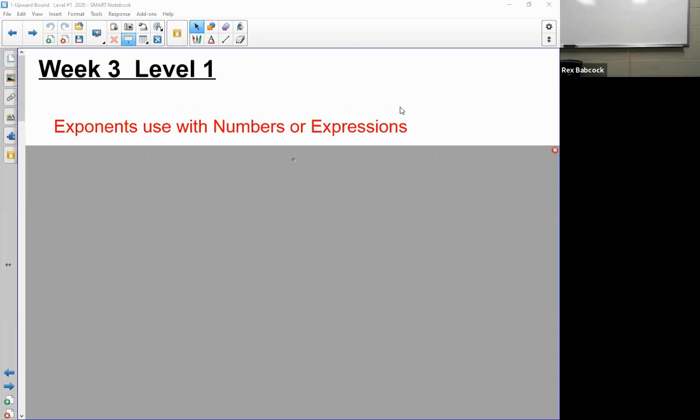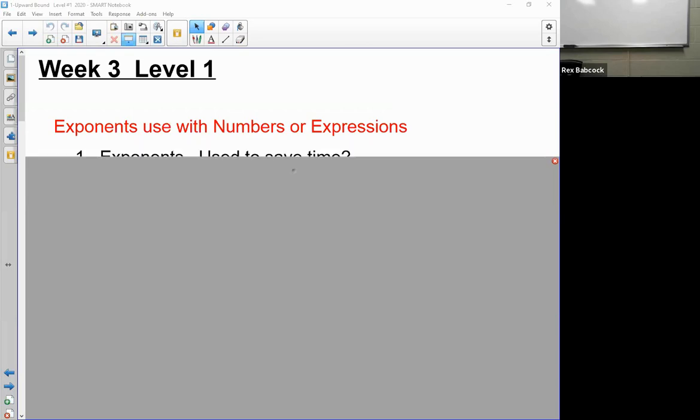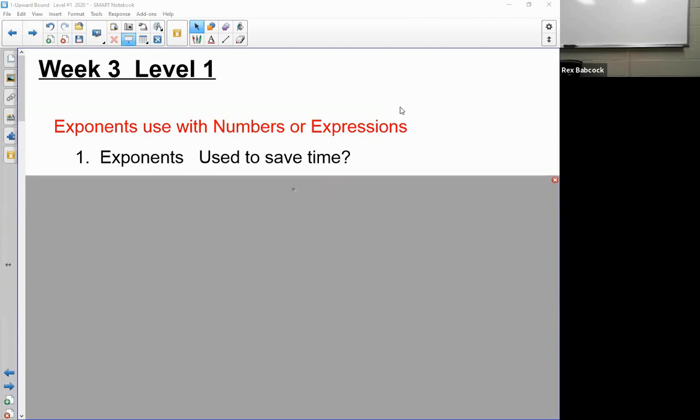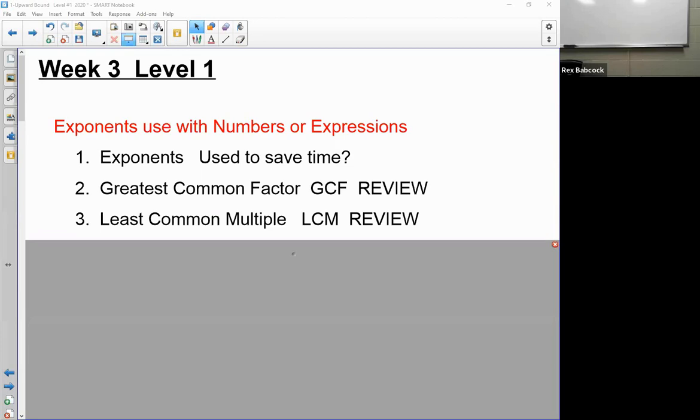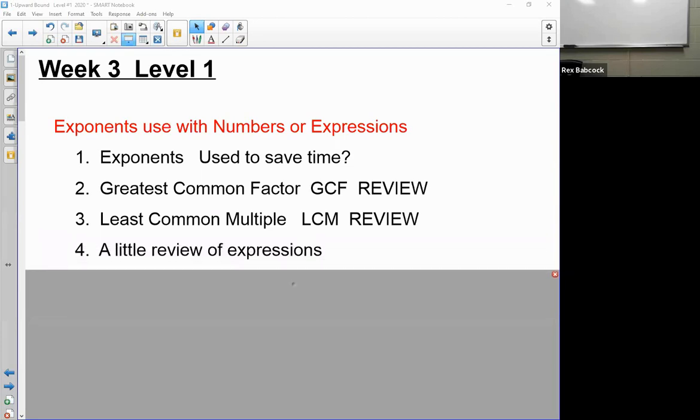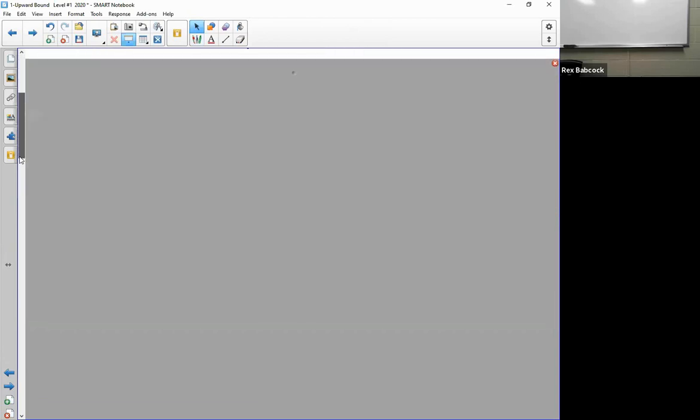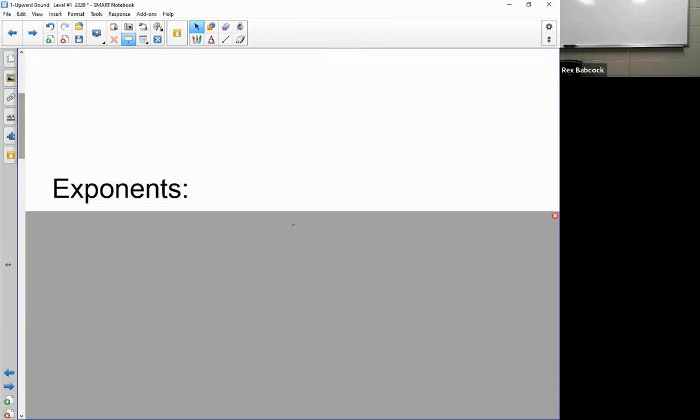The general topics we'll be covering today: adding new exponents. They're used to save time, and we'll show you what I mean by that as well. That's why they're so commonly used. We're going to review the greatest common factor from last week, and the least common multiple. We should be okay on those, but we're going to review them this week. And then maybe we'll also do a little review on simplifying expressions. So the only new part is exponents. Let's get into the lesson for today before we do the classwork.